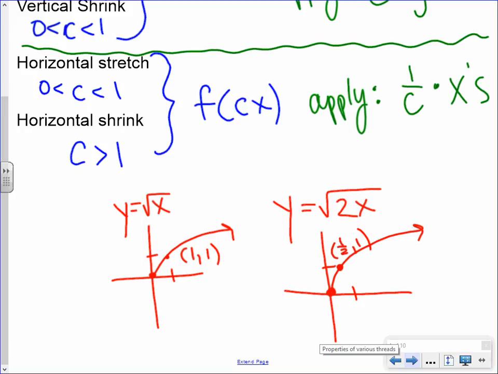It's very awkward. Vertical stretches and shrinks are much more straightforward. And those are the ones you're going to see more often too. I'll admit that.